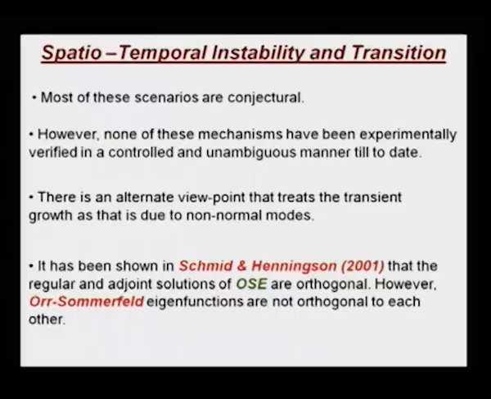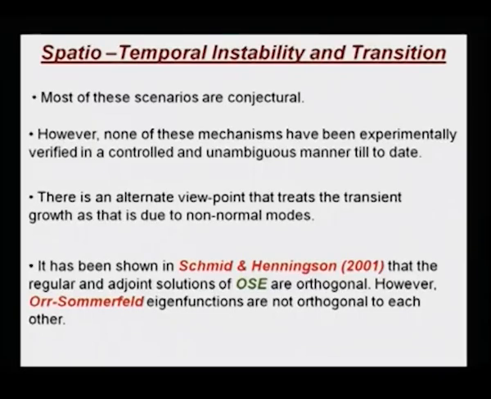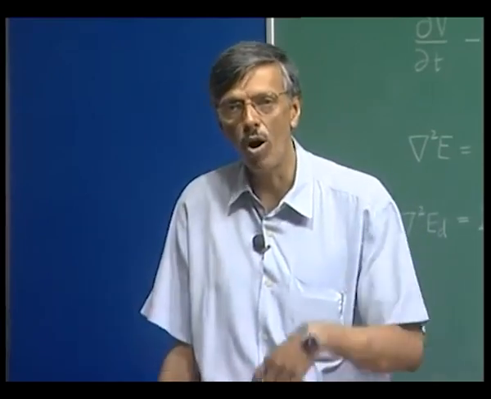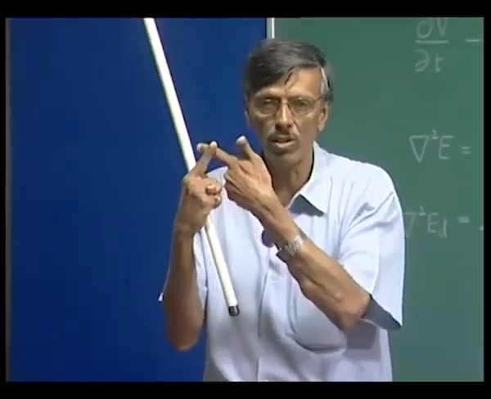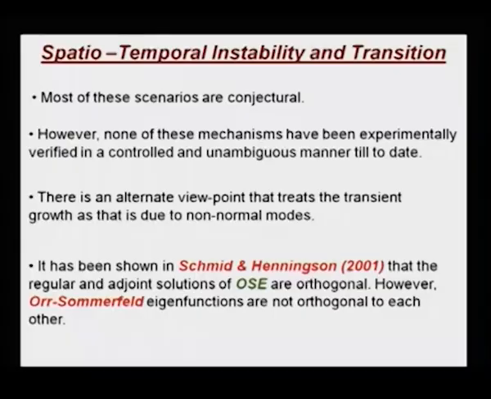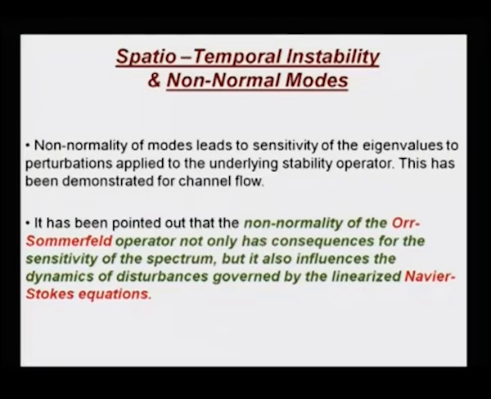However, there is an alternative viewpoint that treats the transient growth as due to non-normal modes. Now, what kind of an animal is it, non-normal modes? This has been pursued by Schmid and Henningson, who note that if you look at the solution of the Orr-Sommerfeld equation, or take the adjoint of the Orr-Sommerfeld equation, the modes that you get are themselves orthogonal to each other. However, the Orr-Sommerfeld eigenfunctions themselves are not orthogonal to each other. It is easily shown. If that is indeed the case, then what happens?